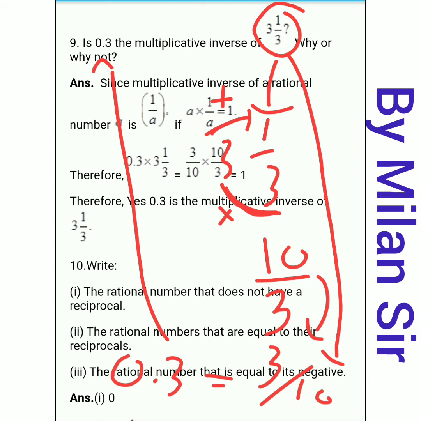So first of all, we need to simplify 3 integer 1 by 3. The answer is 10 by 3. Then find the multiplicative inverse of 10 by 3. It is 3 by 10. 3 by 10 is equal to 0.3, which is what is given. So 0.3 is the multiplicative inverse of 3 integer 1 by 3. Our answer is yes.